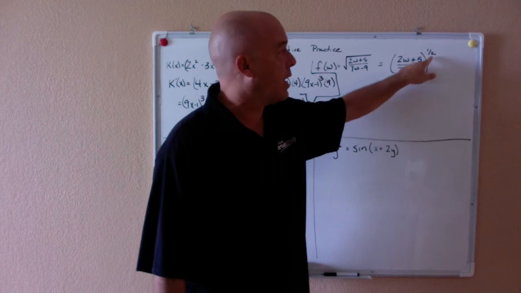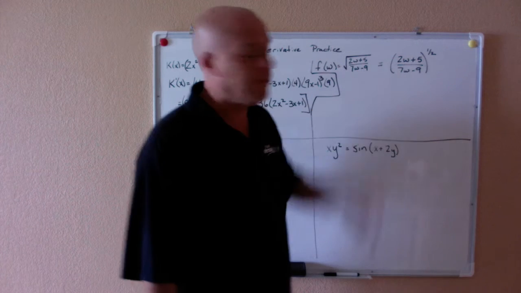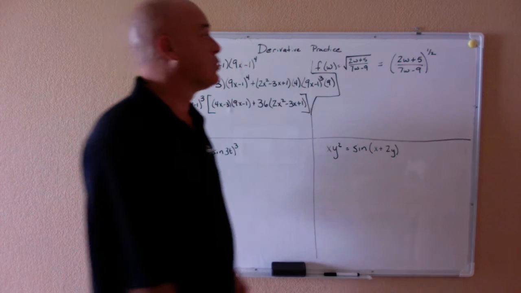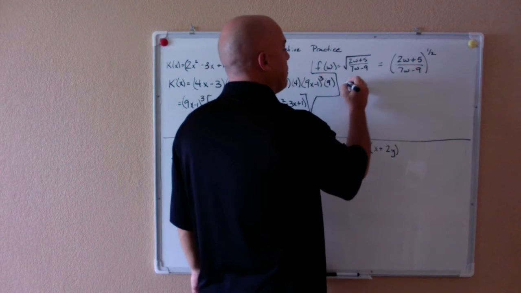Now I also see I've got a chain rule involved here. I've got a function inside a function. And my inside function here is going to be a quotient rule. So there's a lot going on with this one as well. So let's go through and see what we can find here.